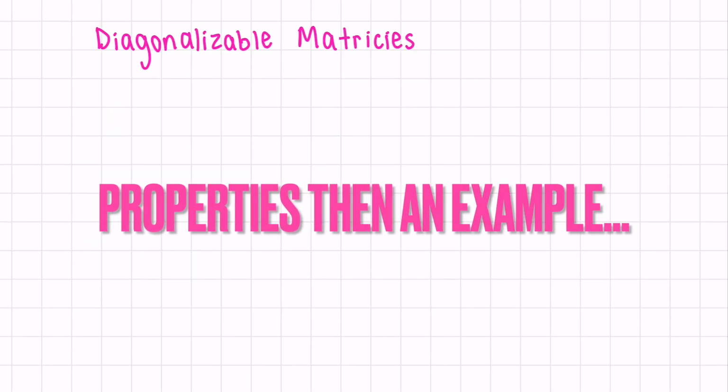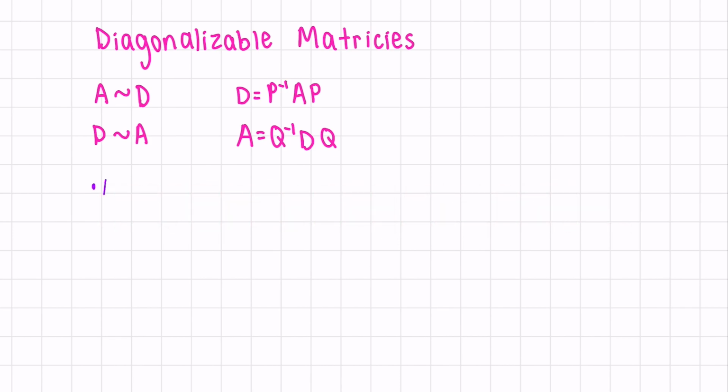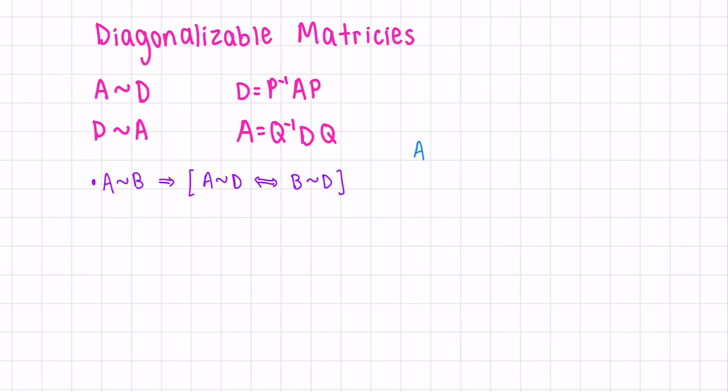Diagonalizable matrices. Here are a few properties. If A is similar to B, and we have that A is diagonalizable, this is true if and only if B is also diagonalizable. This can be thought through pretty quickly. If A is similar to B, because we know this is symmetric, as similarity is an equivalence relation, we can rewrite this as B is similar to A. And if we say that A is similar to D, because this relationship is transitive, we can conclude that B is similar to D.